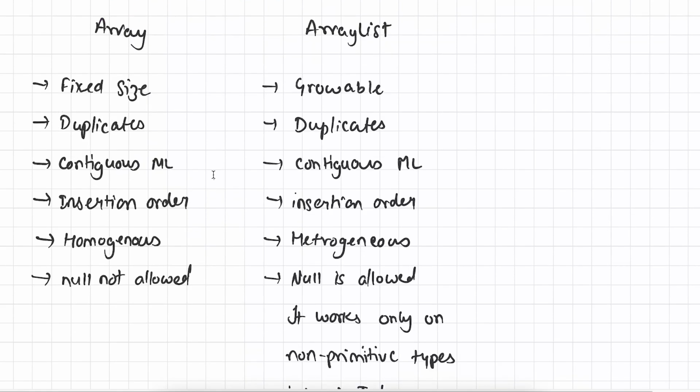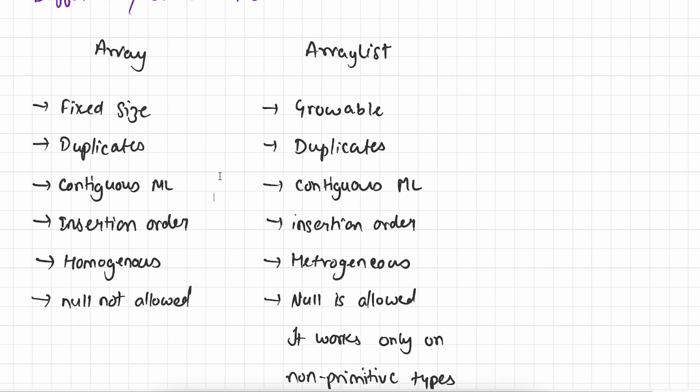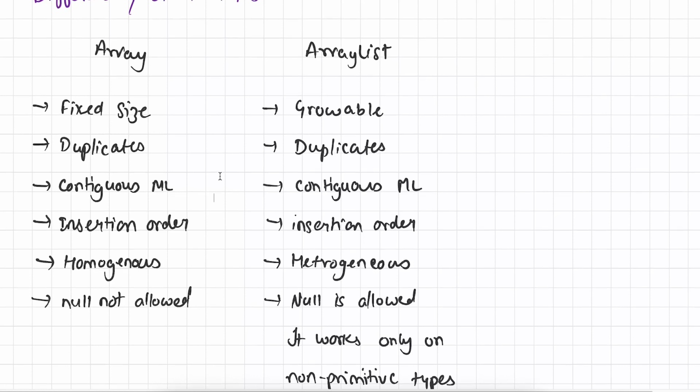Now the third similarity is we can have elements stored in contiguous memory locations in array. Okay. Similarly, ArrayList also internally uses an array. That is why in ArrayList also elements are stored in contiguous memory locations. Now the next thing is insertion order is preserved in array. And similarly, insertion order is also preserved in ArrayList. So the order in which you add elements, in the same order you can also remove the elements, or you can traverse the elements in the same order.